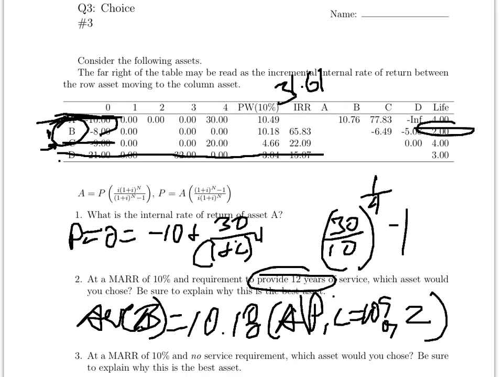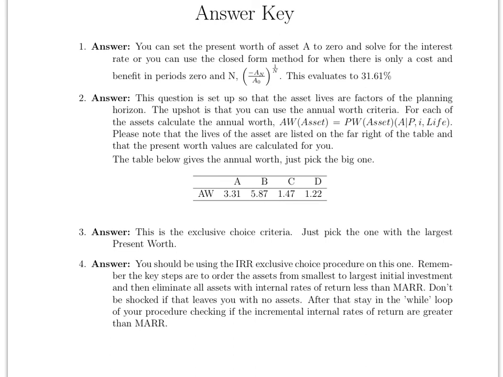But I just want to make sure I show you what the annual worths are after they've been calculated. Here's the back page, and you'll see that the internal rate of return is the 31.61 we talked about. And here's how the annual worths end up calculating themselves out. That's why I said B was the best one, because, well, it had the highest annual worth, and it did by a long ways.